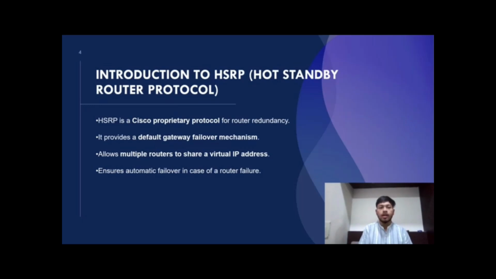Introduction to Hot Standby Router Protocol. HSRP is a Cisco proprietary protocol for router redundancy. It provides a default gateway failover mechanism, allows multiple routers to share a virtual IP address, and ensures automatic failover in case of router failure.